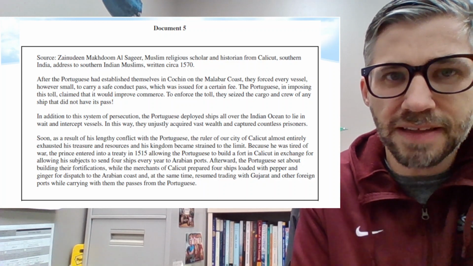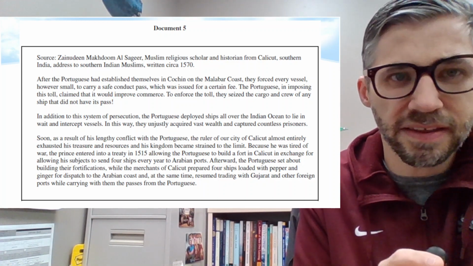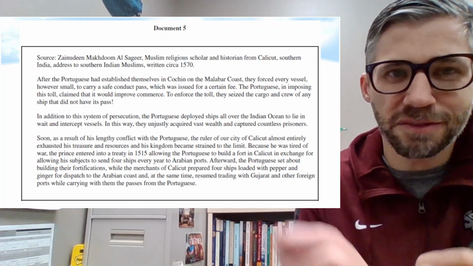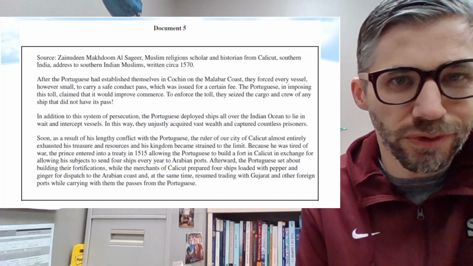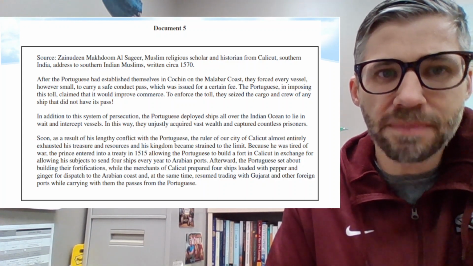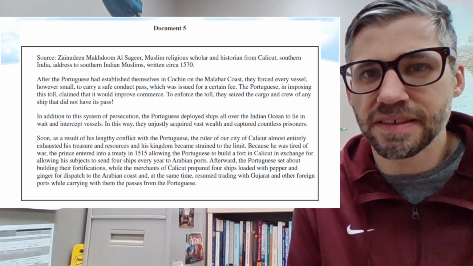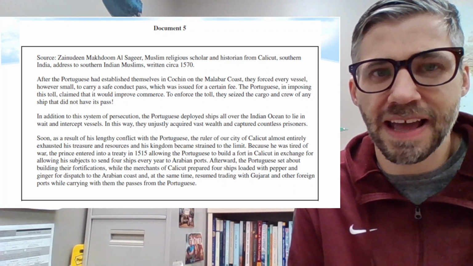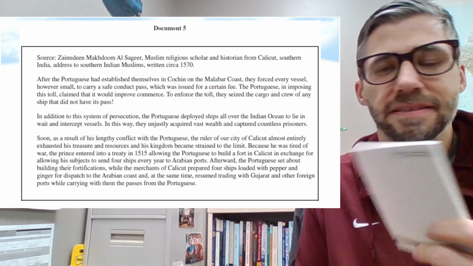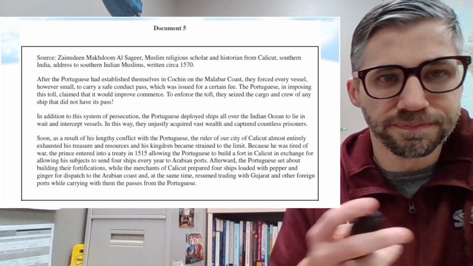After the Portuguese had established themselves in Cochin on the Malabar coast, they forced every vessel, however small, to carry a safe conduct pass, which was issued for a certain fee. The Portuguese, in imposing this toll, claimed that it would improve commerce. To enforce the toll, they seized the cargo and crew of any ship that did not have its pass. So you have to buy a safe conduct pass from the Portuguese, and they said this will make it simpler, and if you didn't have one, then they'll seize the cargo.